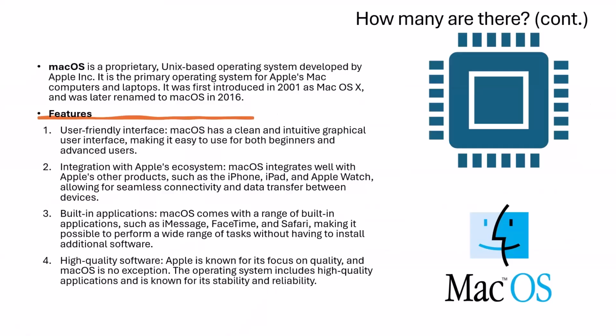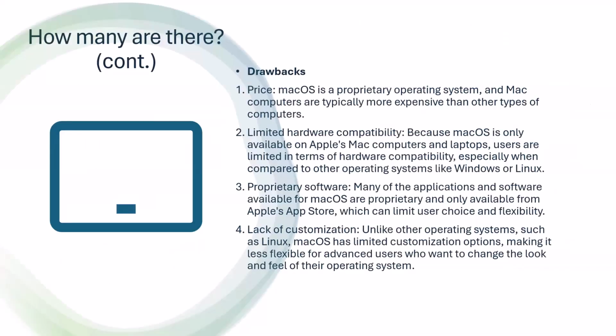Mac, of course, this is the desktop version, and it's got a good graphical interface. It's integrated with all the Apple products, and it's got a lot of built-in applications that come when you buy the machine. Software quality, again, because Apple tightly controls the developer community, is pretty high quality. Price is usually higher than most other machines. Hardware compatibility: it's only going to run on specific hardware. It's not going to run on anything you build yourself.